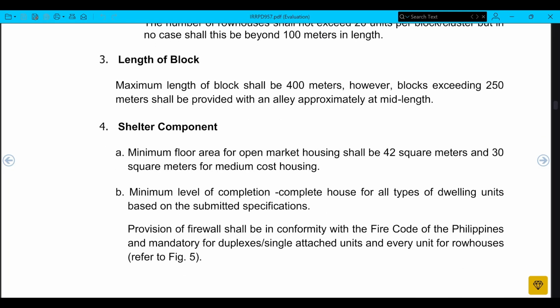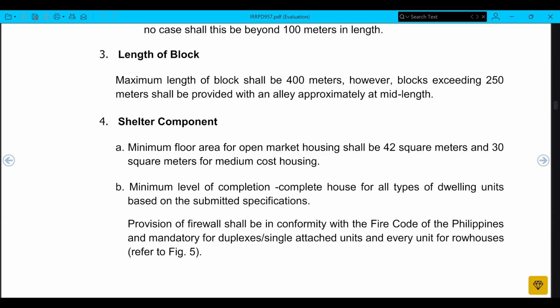B. Minimum level of completion, complete house for all types of dwelling units based on the submitted specifications. Provision of firewall shall be in conformity with the Fire Code of the Philippines and mandatory for duplexes, single-attached units, and every unit for row houses. Refer to Figure 5.